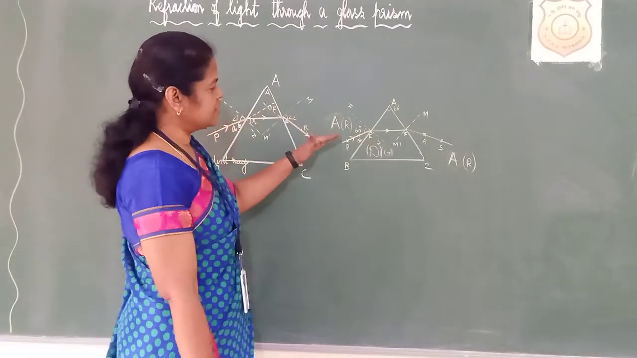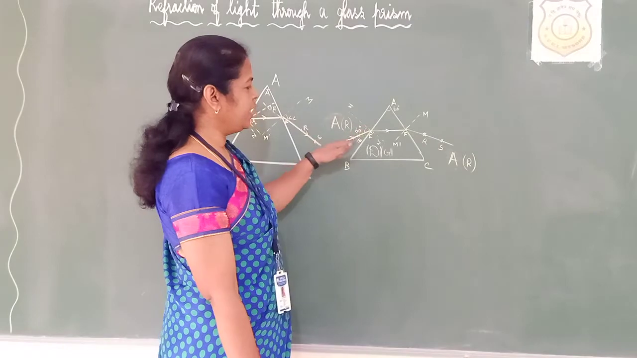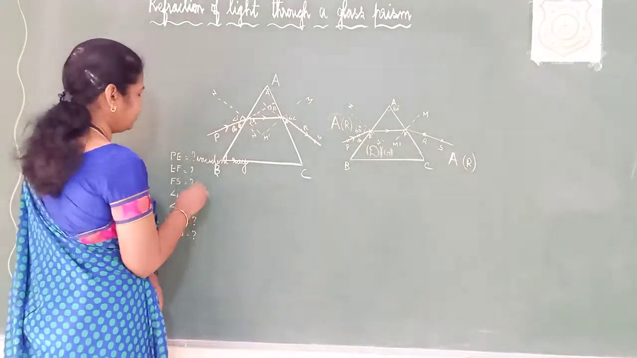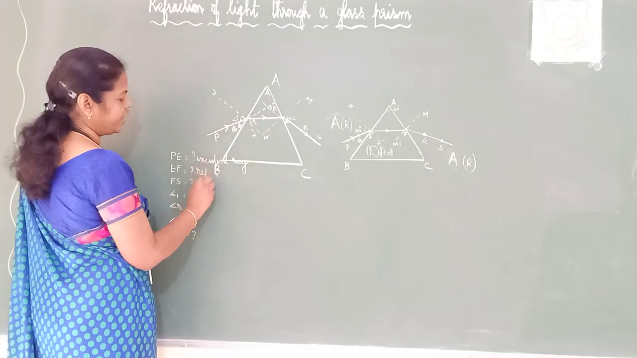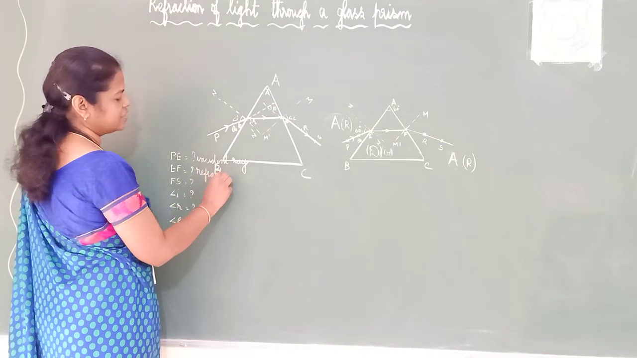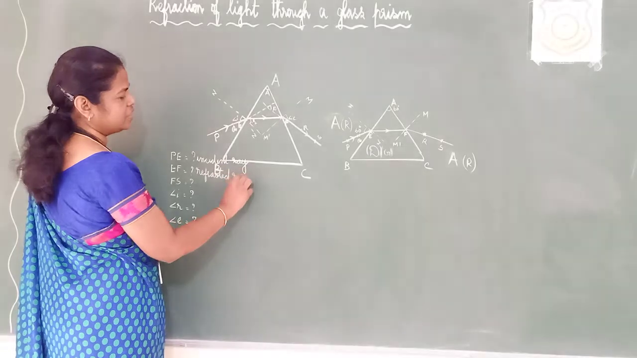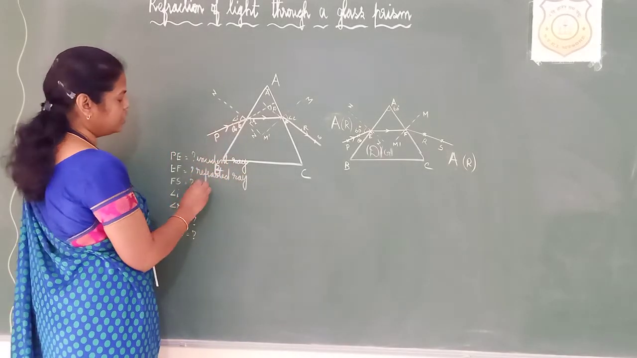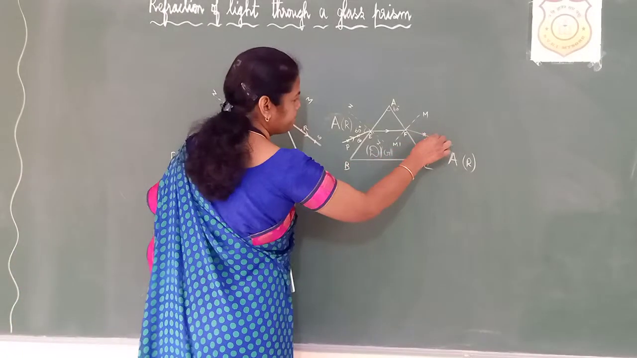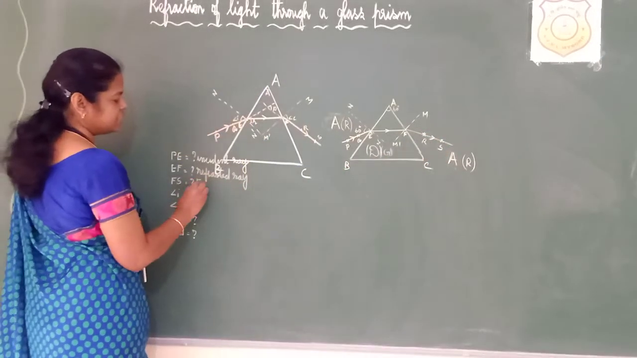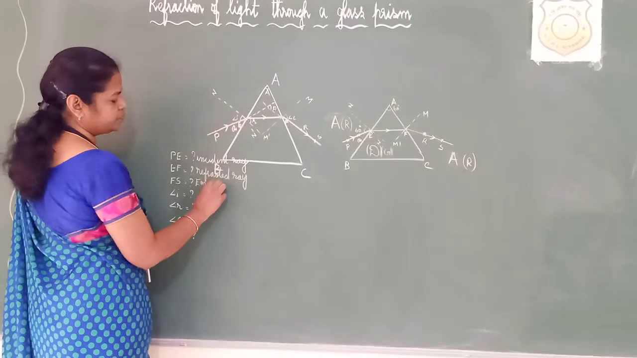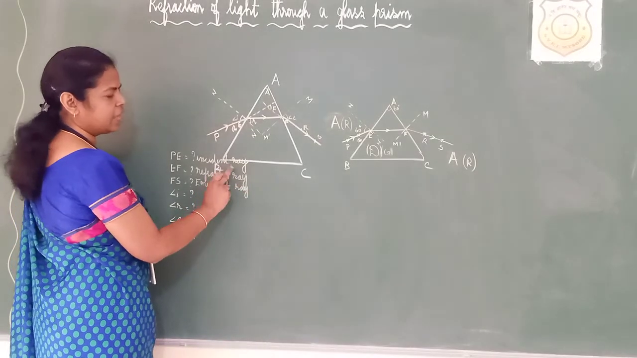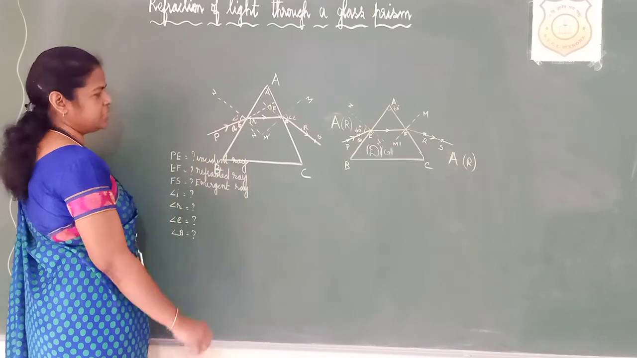So this is the incident ray. Which one? PE is the incident ray. EF is, tell me what is that? Refracted ray. This is the refracted ray. What is FS? The ray which is coming out, that is the emergent ray. So: incident ray, refracted ray, emergent ray.